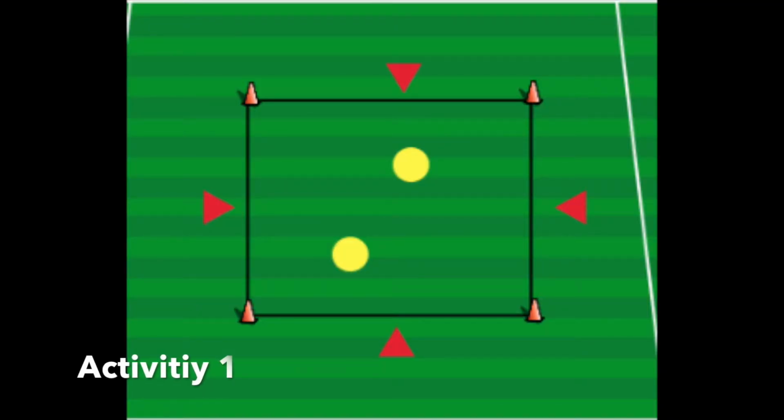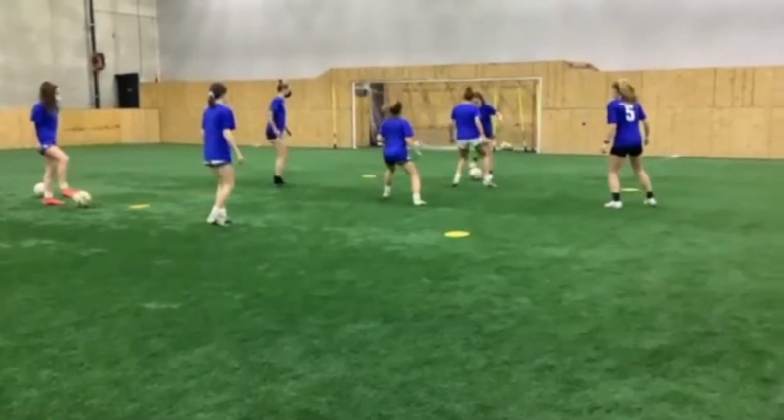In Activity 1, you can see that the grid is set up so 4 attacking players are on the outside and 2 defending players are on the inside. Depending on the skill level of your team, you might just want to go to one defender. You also might want to make your grid bigger.